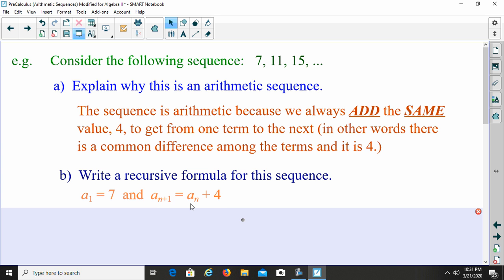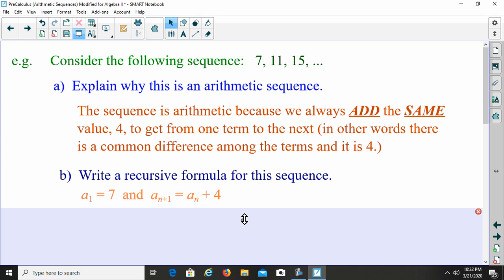So a sub 100 would equal a sub 99 plus 4, but the problem is we don't know the 99th term. So we'd have to use the same formula again to get the 99th term, in which case I'd let n equal 98, because 98 plus 1 would be 99. Well, a sub 99 would equal a sub 98 plus 4, but I don't know a sub 98. To get a sub 98, I'd take a sub 97 and add 4, which I don't know that one either. Pretty soon you end up rewriting the entire sequence, hence the term recursive, from the term you have, a sub 1, to the term you need, a sub 100. We don't really want to write out 100 terms to find a sub 100.